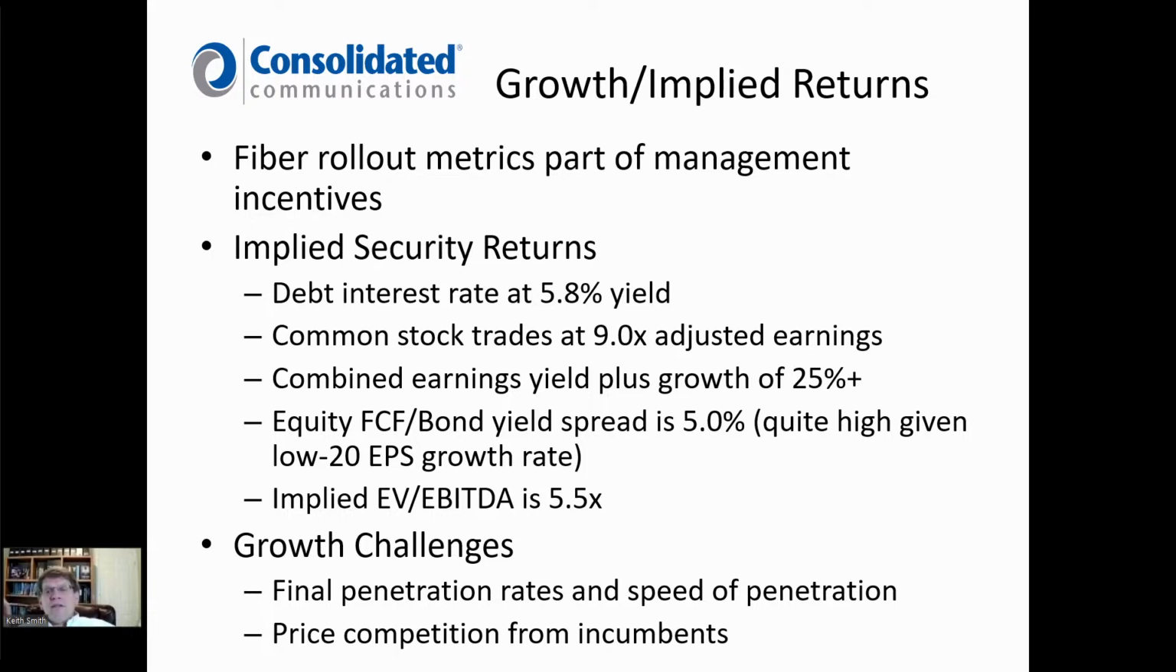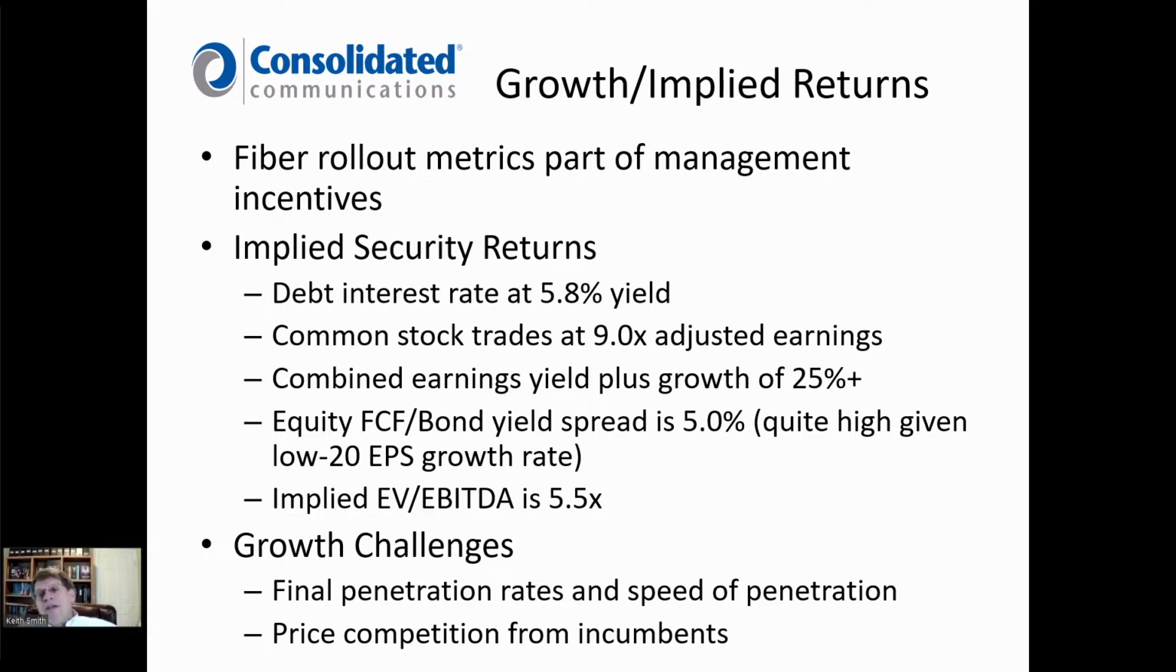Some of the key assumptions and challenges here are what's the final penetration rate and what's the speed of the penetration. In our model, we've assumed a 5-year penetration rate of reaching 40%. Could be higher than that at the end, but that's the assumption we've used, and it's gradually happening over a 5-year period, modeled on top of the core business that we previously talked about.